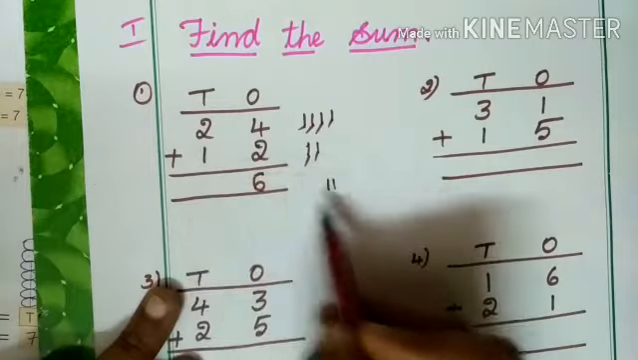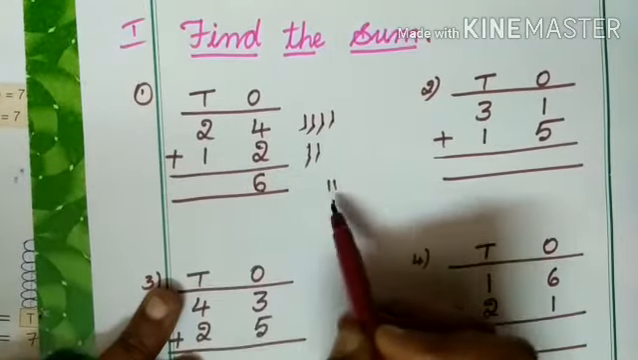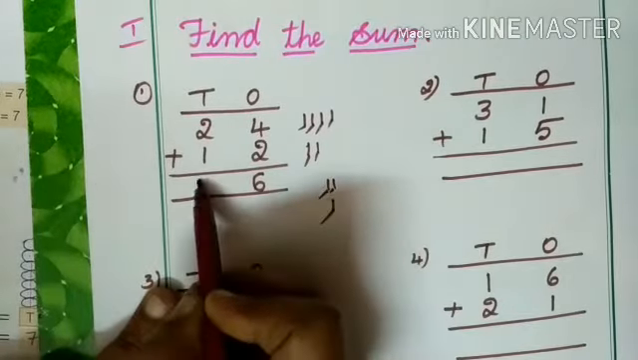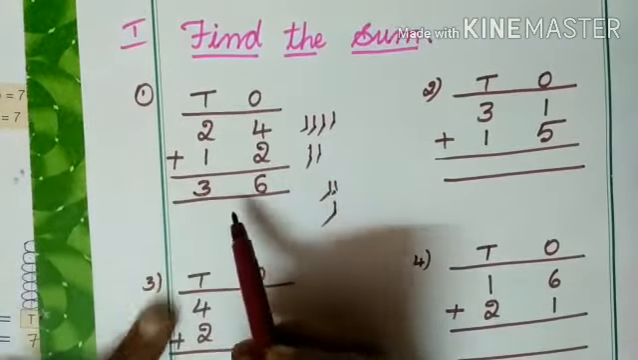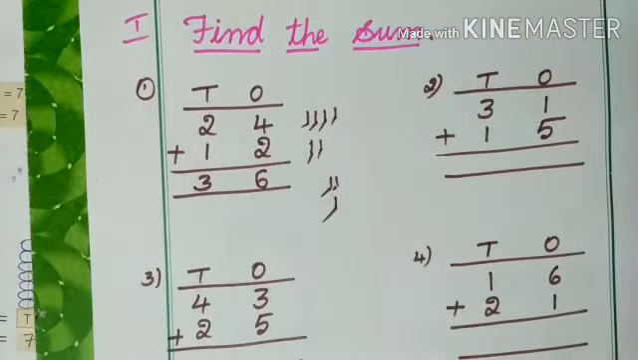In the tens place, 2 and 1 are there. How many are there? 1, 2, 3. Right, here 3 lines are there. Now we write here 36. 24 plus 12 equals 36. Now we will add by another method.